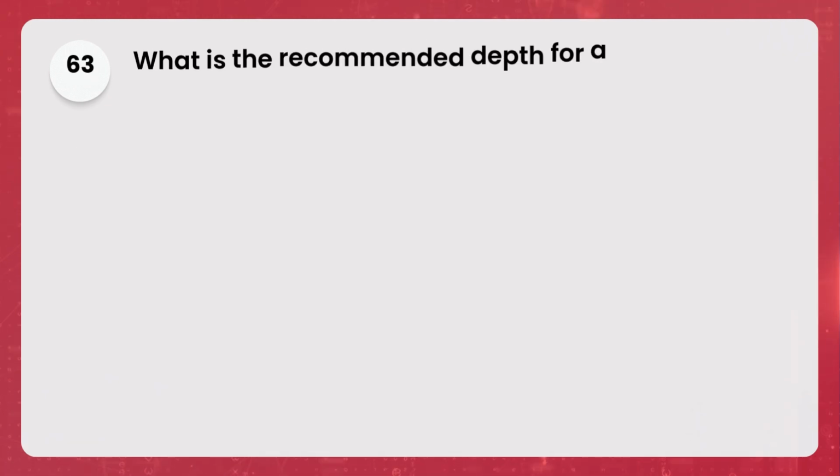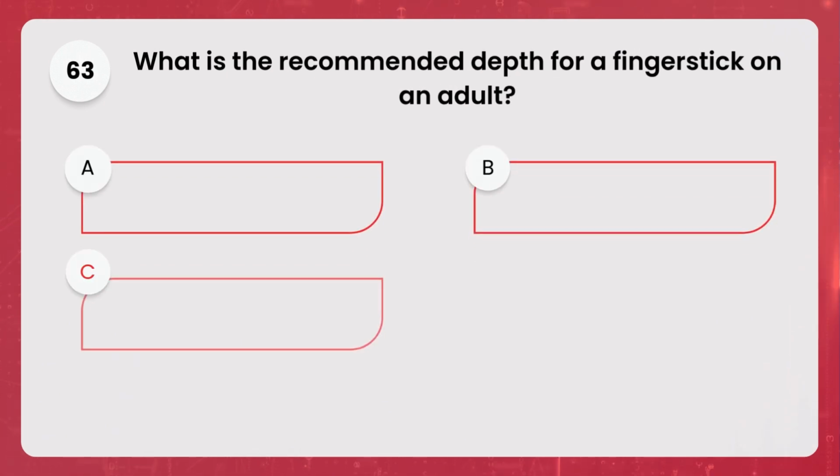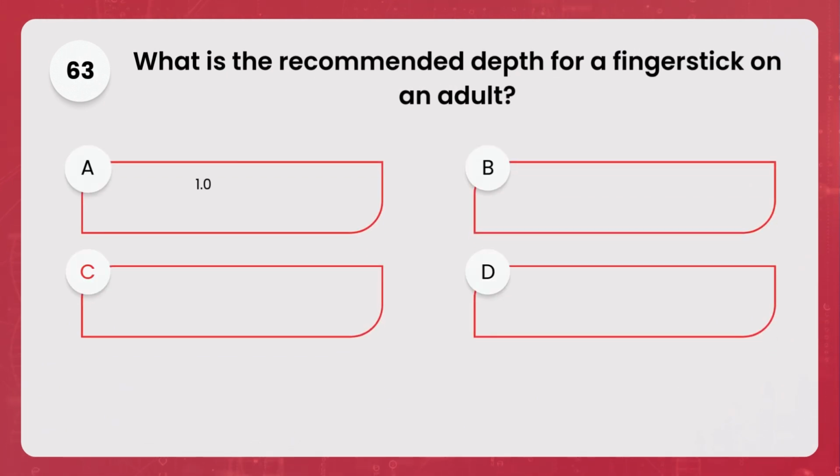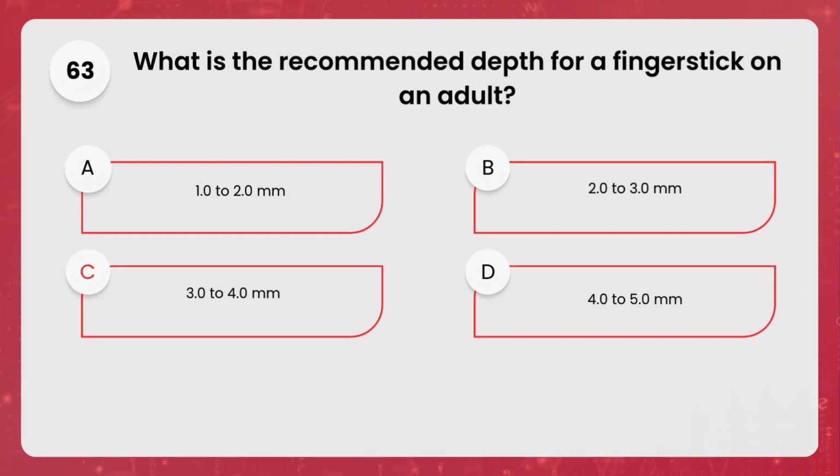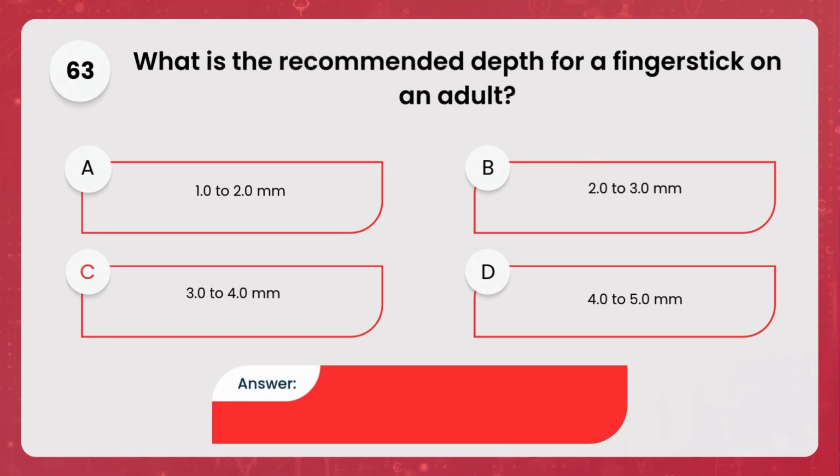Number 63. What is the recommended depth for a finger stick on an adult? A, 1.0 to 2.0 millimeters. B, 2.0 to 3.0 millimeters. C, 3.0 to 4.0 millimeters. Or D, 4.0 to 5.0 millimeters? The answer is A, 1.0 to 2.0 millimeters.